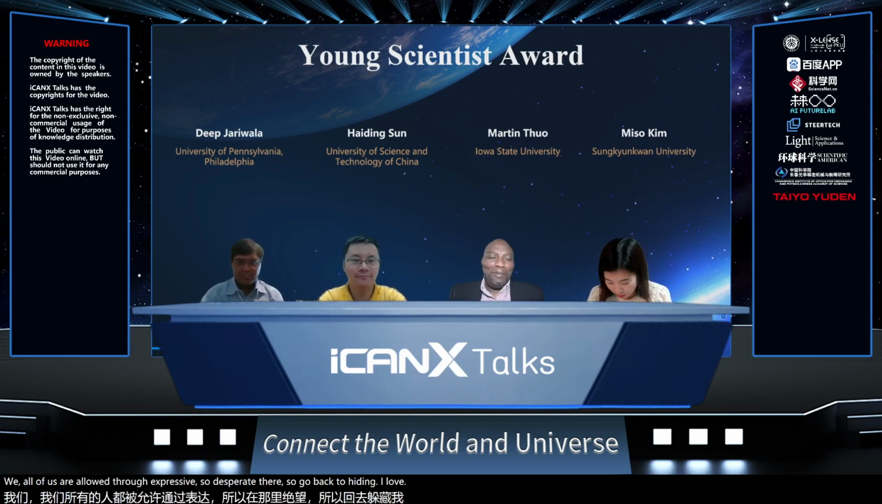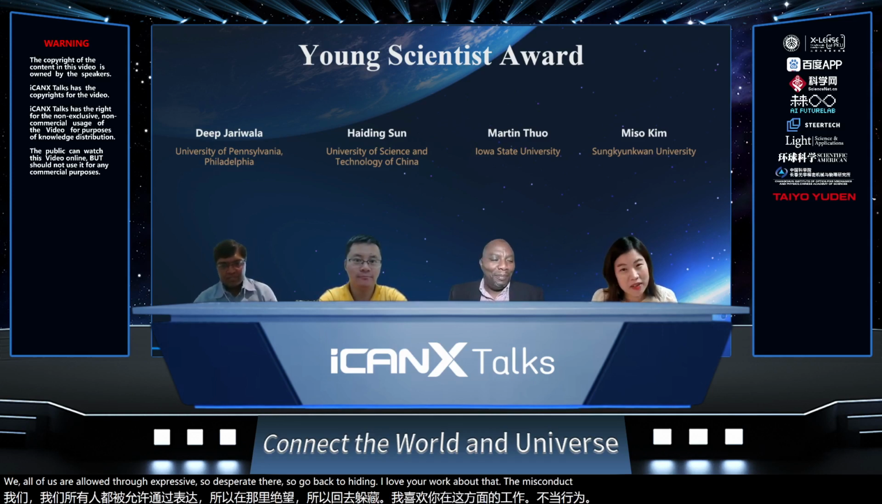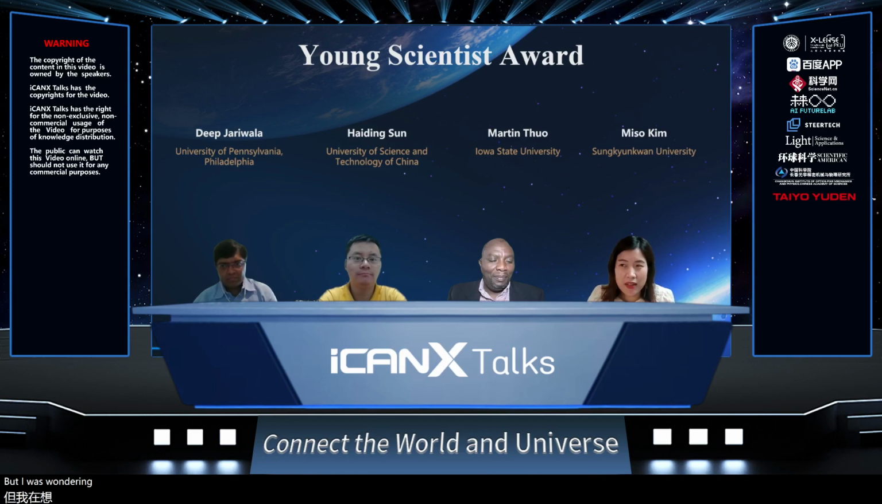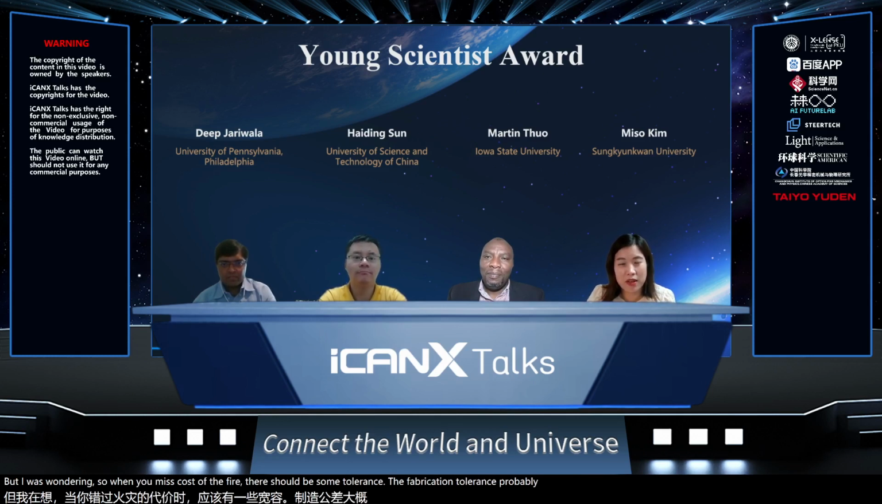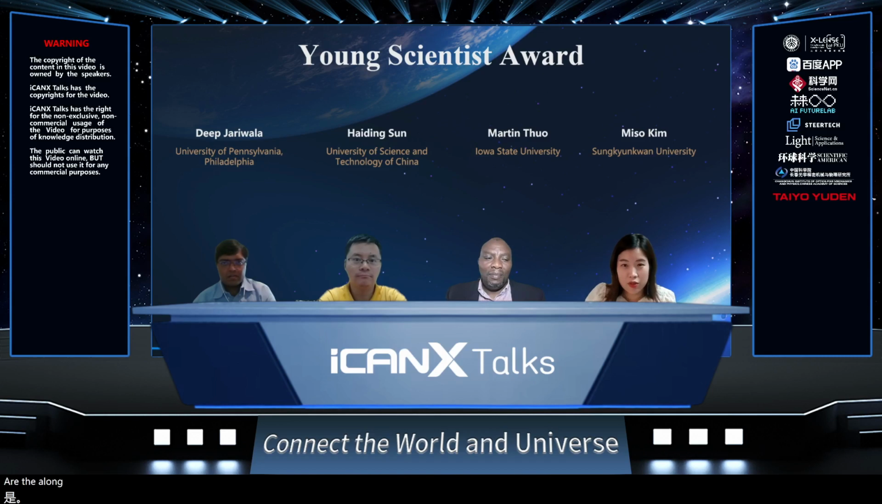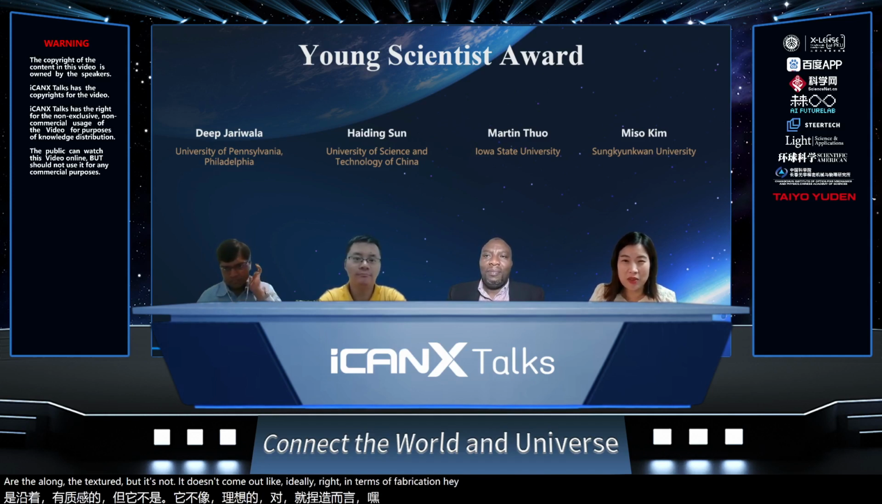I love your work about the miscut sapphire substrate. I love the idea, especially. But I was wondering, when you miscut the sapphire, there should be some fabrication tolerance probably, because every time you cut the sapphire along the texture, it doesn't come out ideal, right, in terms of fabrication. So how do you deal with it? And was there any problem like that?